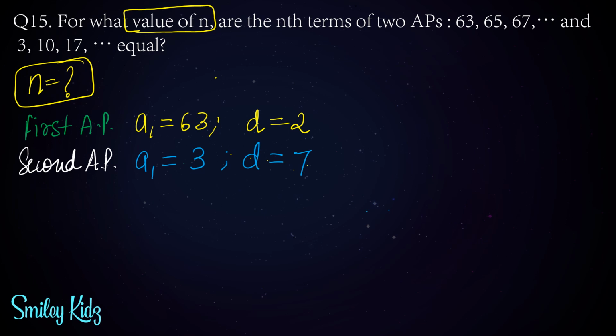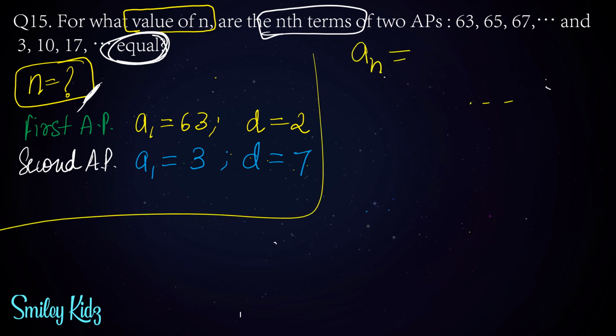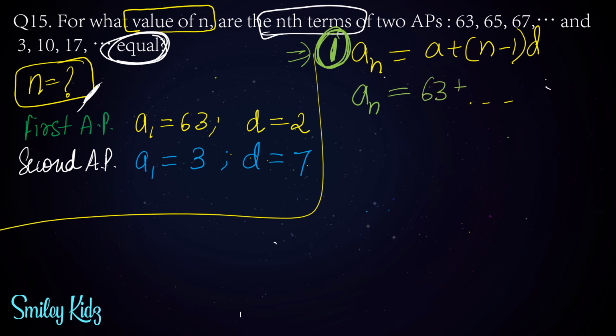Now everyone, we're going to find out the n. That is the value asked in the question. What else is the question actually offering us? It is offering us that the nth terms of the two APs are equal. That means an is equal to a plus (n minus 1) into d. Now I am solving the first AP first. So an will be equal to 63 plus (n minus 1) into 2. Right. This is going to be an is equal to 63 plus 2n. Am I right?